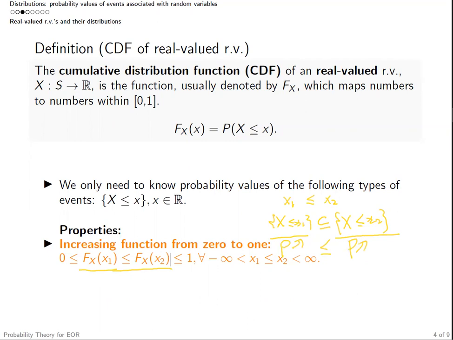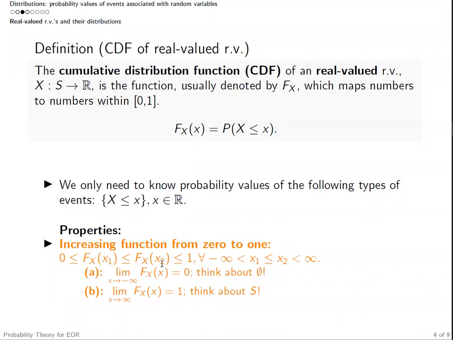Particularly, we could take a look at those two limits. The first one is the limit of F_X(x). If we let this small x within the bracket go to negative infinity, this limit goes to 0. Or if we let small x go to positive infinity, it goes to 1.